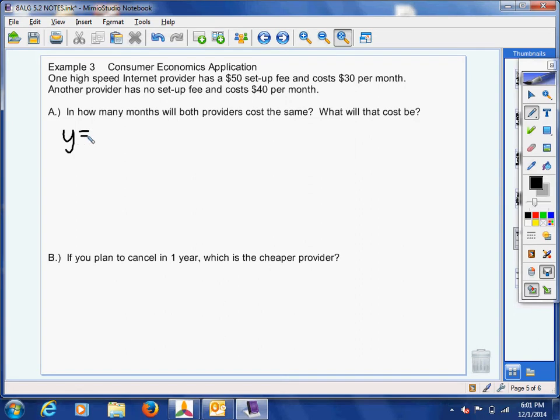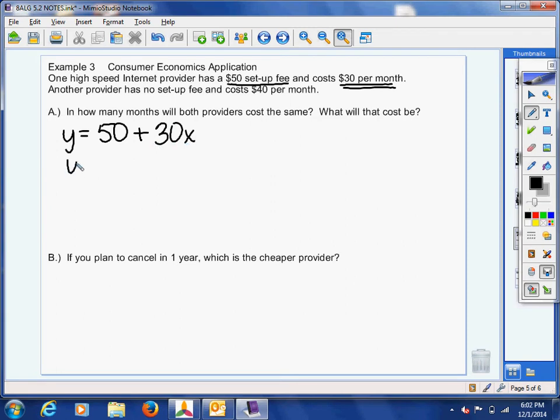Let's start with that first high-speed internet provider, $50 setup fee. That's a one-time fee. So we're going to put that as our one-time fee, and it has a monthly charge. So that means that that amount is going to change, okay? $30 per month. So right away we see we have slope-intercept form.